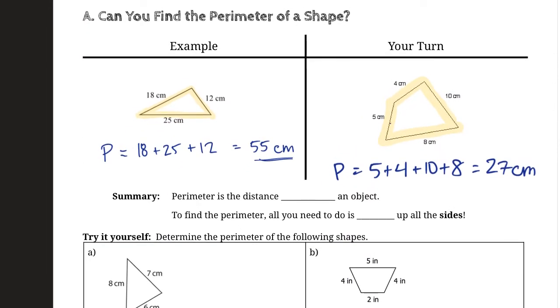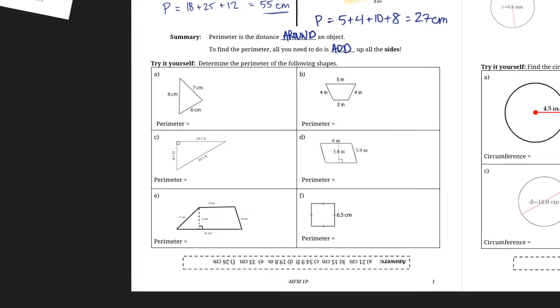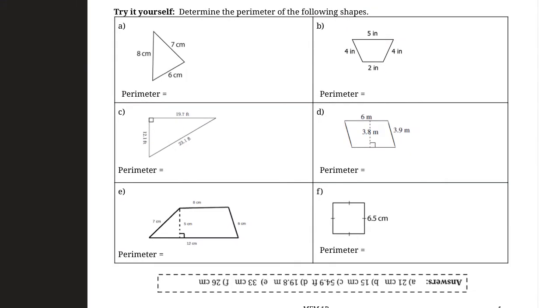So just in summary, perimeter is the distance around an object. To find the perimeter, all you need to do is add up the sides. That's it, simple as that. So there are 6 questions here. I want you to try all 6 of these questions.